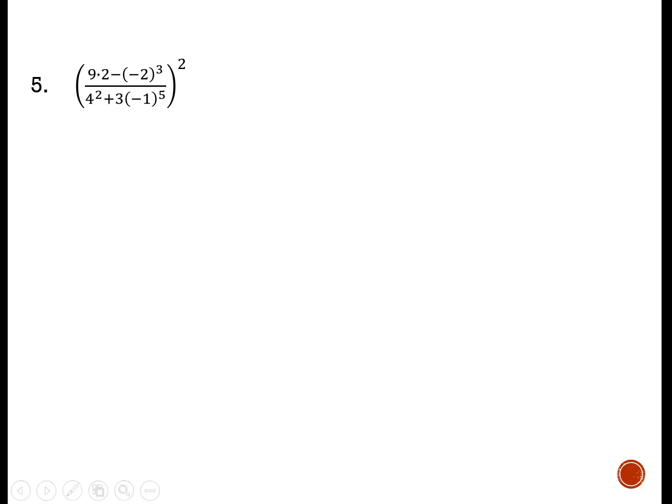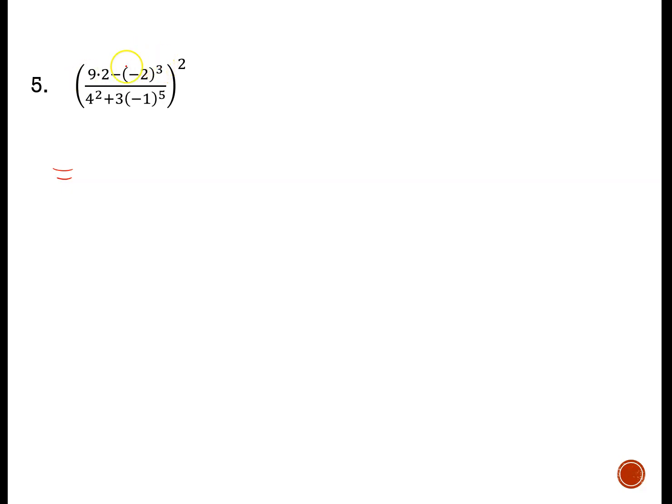Okay, we've got one more example of order of operations. This one has a fraction bar in it. So we are going to do order of operations on top and on bottom, and then we'll divide last. After we do that division, then the exponent, which is on the outside of the parentheses, will be done. So bring down everything as you go.